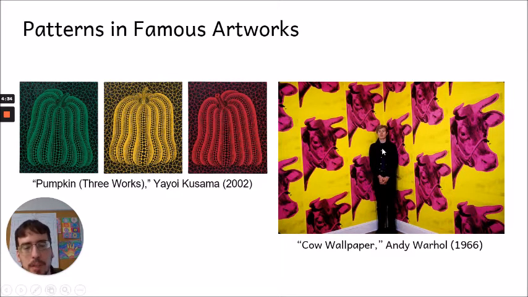And then this one over here is really funny to me. It's Cow Wallpaper by Andy Warhol, and that's him standing right there. So you can see how big this is. He actually covered the entire wall with this pattern of repeated cows. You may have also seen another of his famous artworks, which is the Campbell soup cans, repeated over and over and over and painted in different ways.